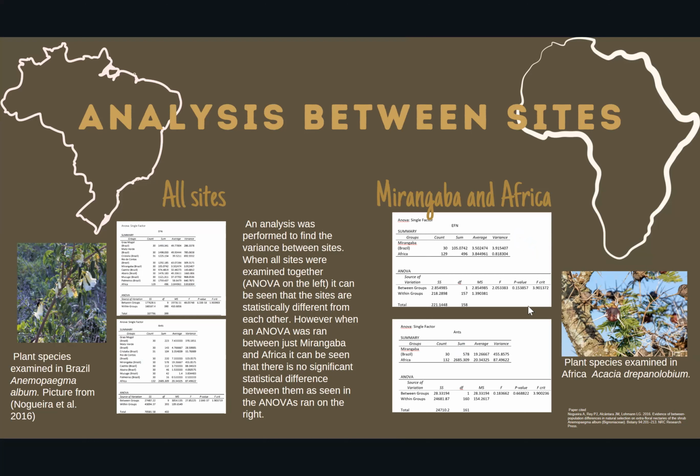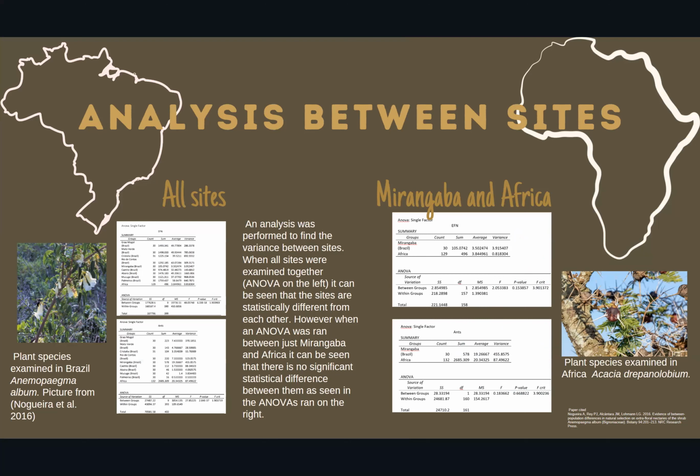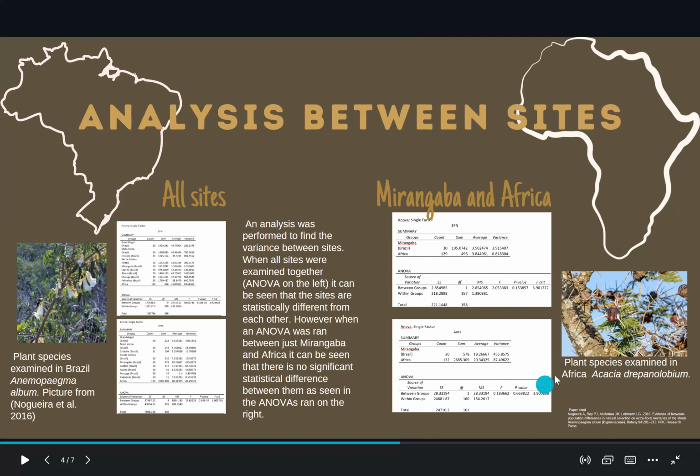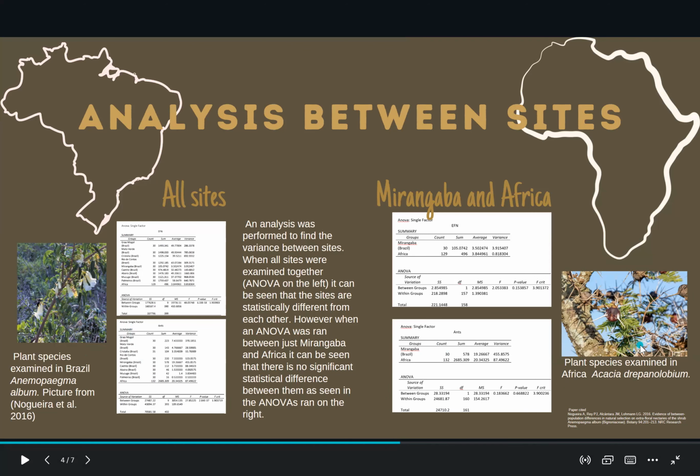So much larger, in fact, that these are essentially no different. This p-value is greater than 0.05. This one here is 0.15, and this one over here is 0.66. They indicate that these numbers are not really different, that the variance of these sites is the same, which is quite fascinating when you consider that not only are we on two different continents, but we're also looking at two different plant species here. This is the plant species in Brazil, and this is the plant species in Africa.